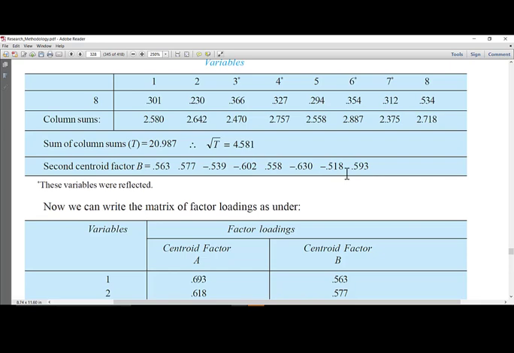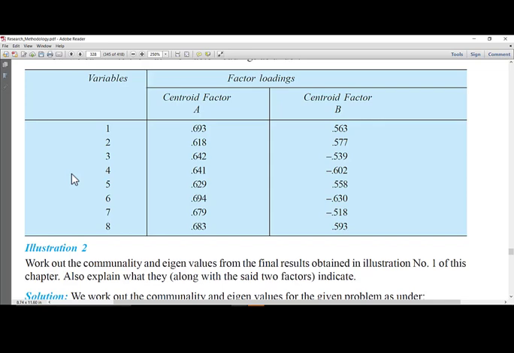And here what you can understand is that the first variable's relationship with the centroid factor B is 0.563. The second variable's relation with the centroid factor B is 0.577. And here you can see that it is a negative relation, negative by minus 0.539. The third variable's negative relation with the centroid factor B is calculated here. Similarly, the fourth one has a negative relation, and similarly the sixth and seventh.